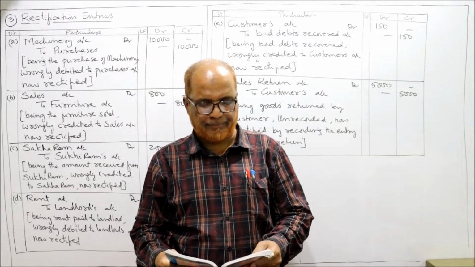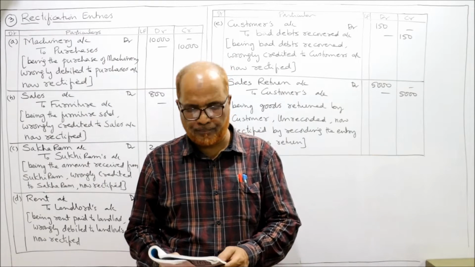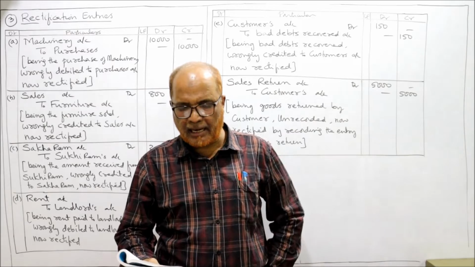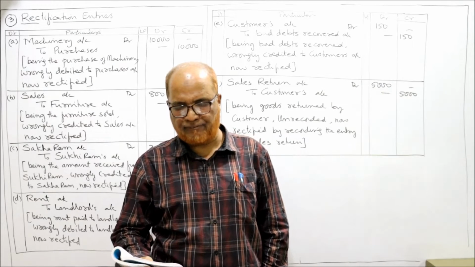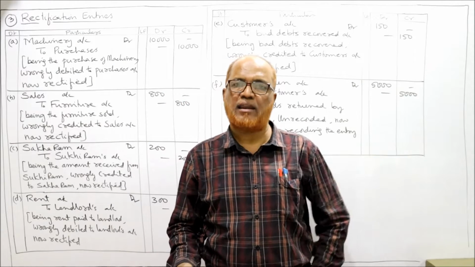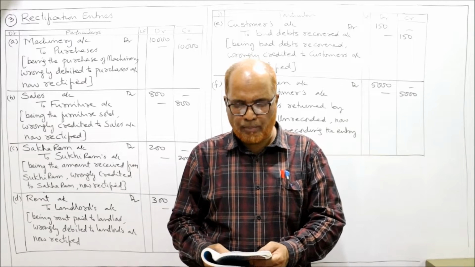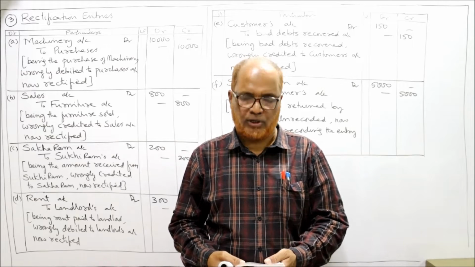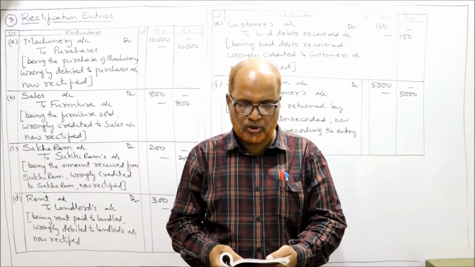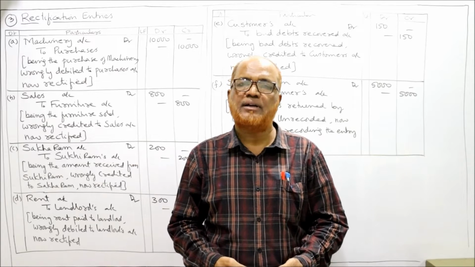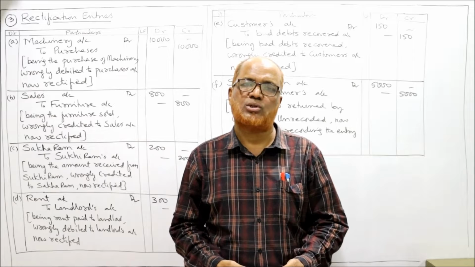See problem number 3. Now I'm reading out the third problem. Correct the following errors A, B, C, D, E, F. So totally 6 errors are given in the problem. We have to rectify them. First, point A: machinery purchased worth rupees 10,000 debited to purchases account.